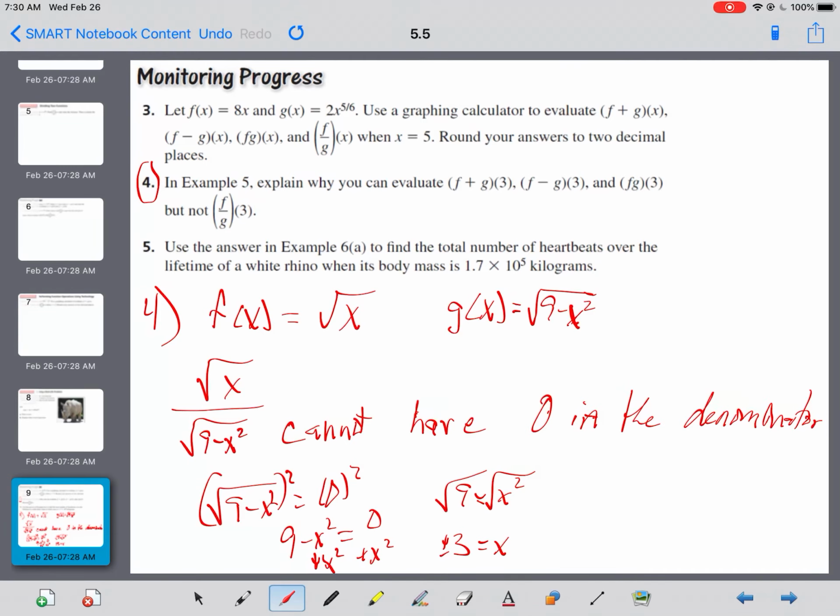I was trying to do it for number 3's problems, but it was supposed to use example 5's problems, and that makes way more sense. You can't use a 3 whenever you have the square root of 9 minus x squared in the denominator. Doesn't matter if they're side by side, if they're subtracting, adding, or multiplying. You can always multiply by 0 or subtract 0 or add 0, but you can't divide by 0.